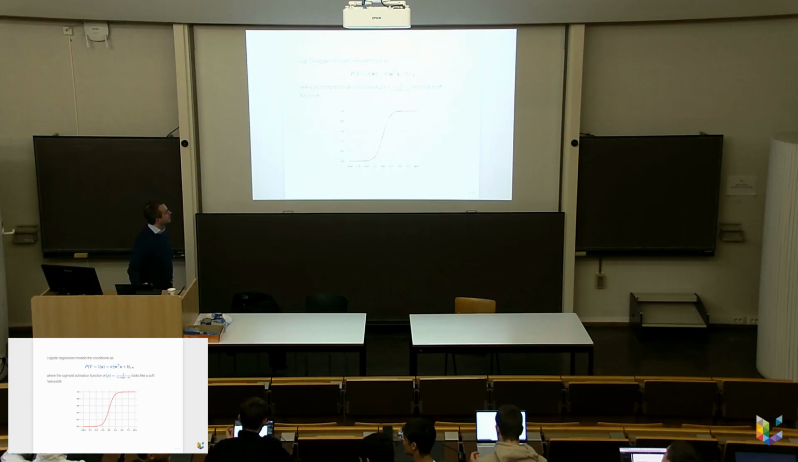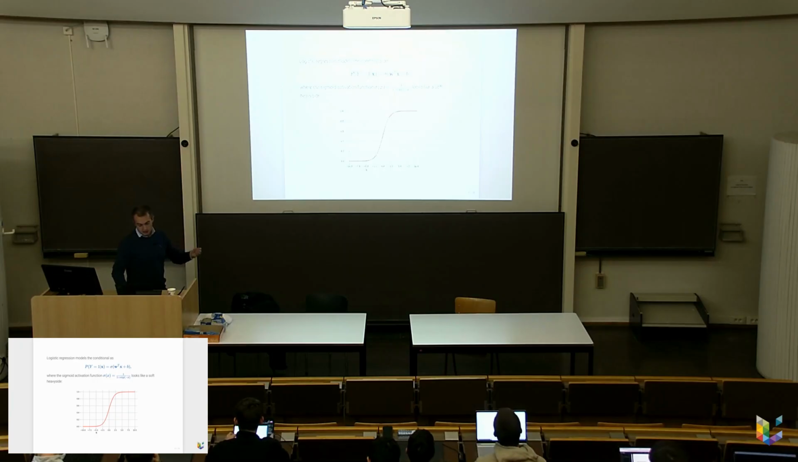As following this model, so this sigma of W transpose times x plus b, where sigma is what I call an activation function, in this case, the sigmoid activation function defined as 1 over 1 plus the exponential of its input, and which looks like this in the figure. Okay?